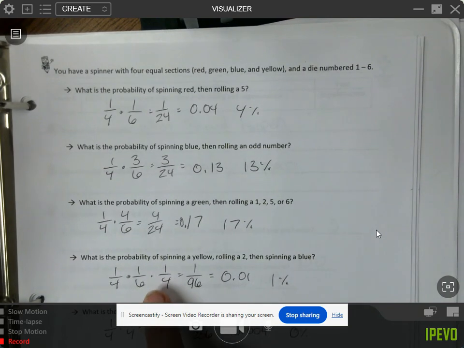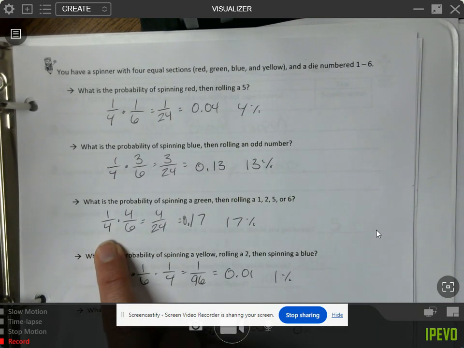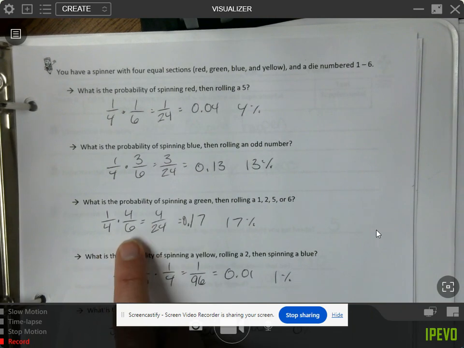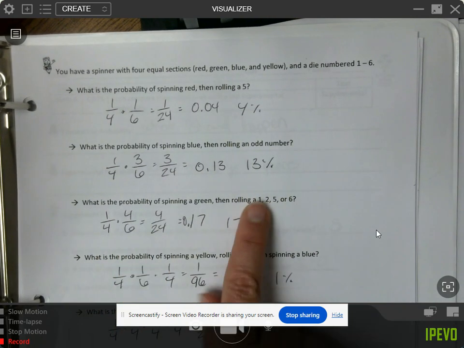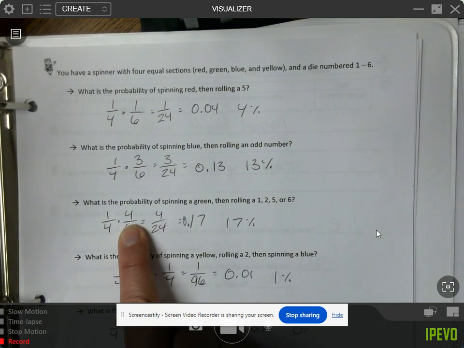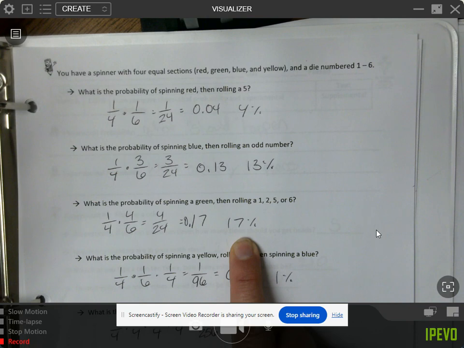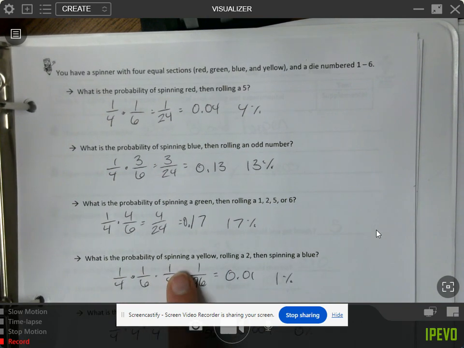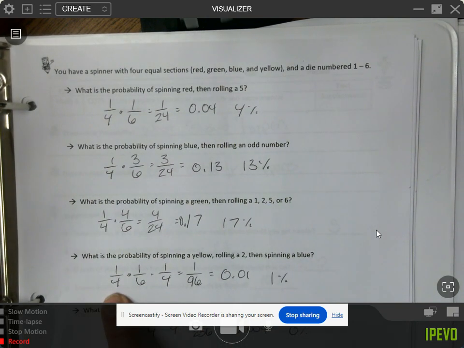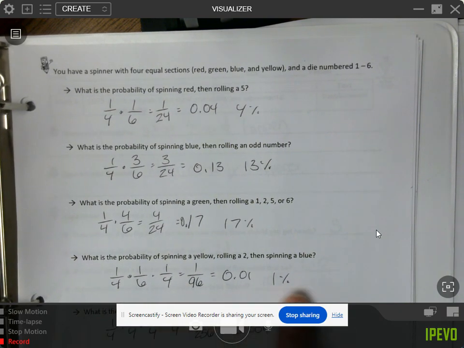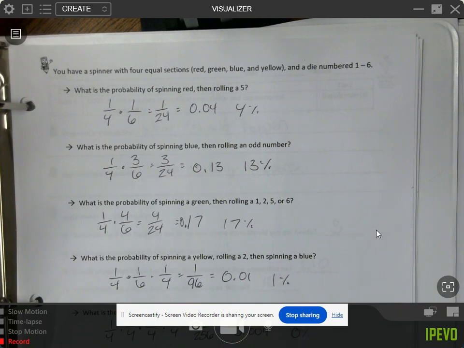What is the probability of spinning a green? 1 out of 4. Then rolling a 1, 2, 5, or 6. Well, there are 4 possible numbers. So 4 desired outcomes, multiply across, divide, and we get 17%. And what is the probability of spinning a yellow? 1 out of 4. Rolling a 2, 1 out of 6. And then spinning a blue, which would be 1 out of 4. We multiply across, divide, and we get 1%. Any questions on any of those?